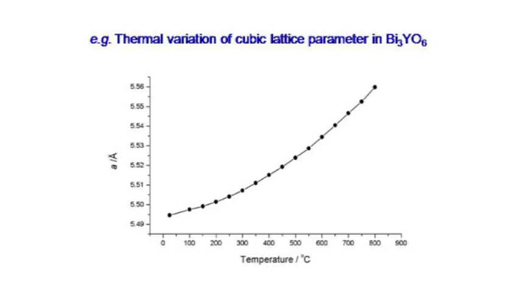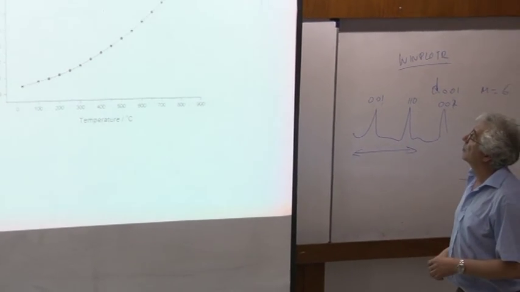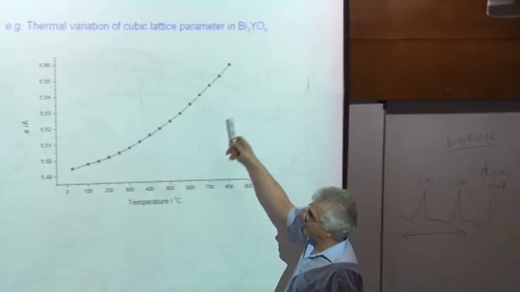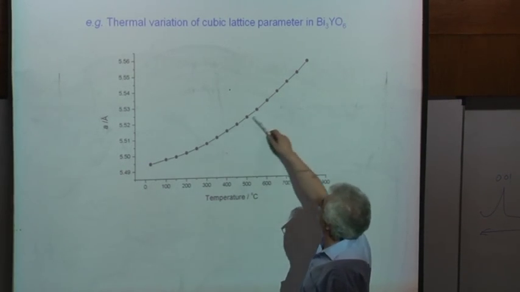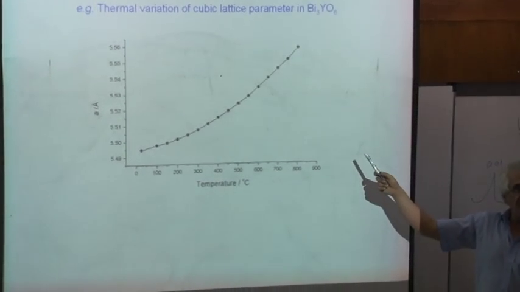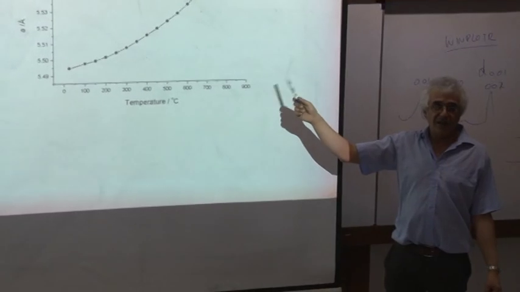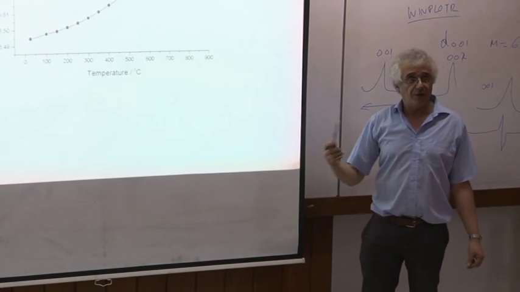What are the applications? One of the things that you can do is look at, for example, solid solution formation, or in this example, the thermal variation of lattice parameter in a cubic fluorite system. This is Bi3YO6, and you can set up your refinement to do this automatically. You can see you can get very accurate. In fact, the standard deviations on each of those points is less than the size of the points. So you can do this very, very accurately if you take a lot of reflections.